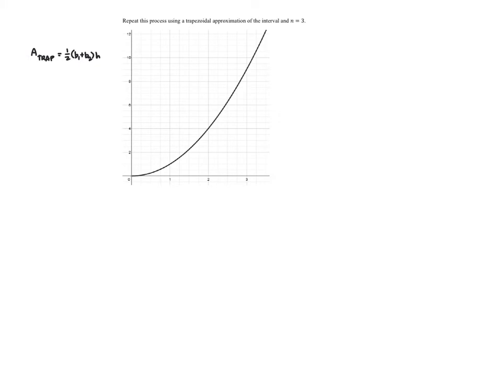Okay, let's get into the trapezoidal approximation of the same function from 0 to 3. Let's set up our intervals. Go from 0 to 1, then from 1 to 2, then from 2 to 3. Now, in a trapezoid, I'm going to set up my trapezoid in an odd way here, sitting on one of its, actually sitting on its height in this case.